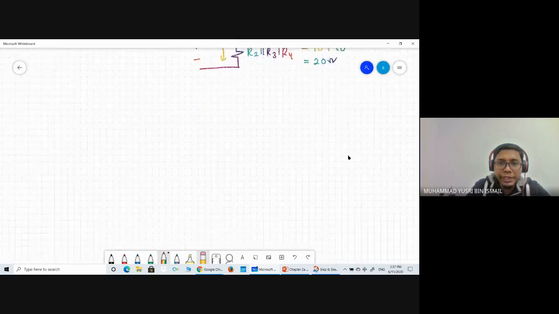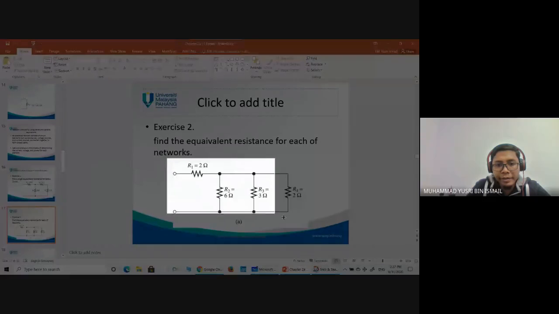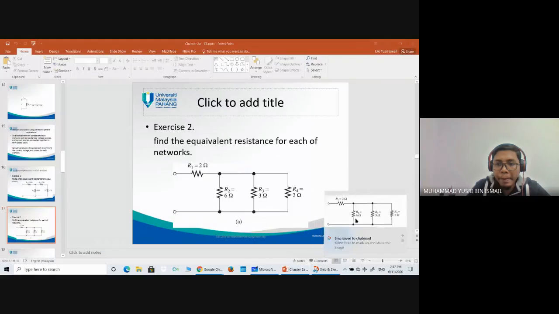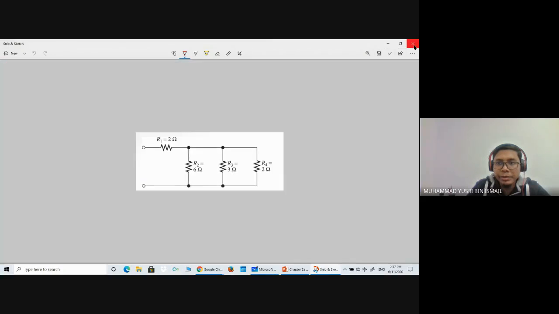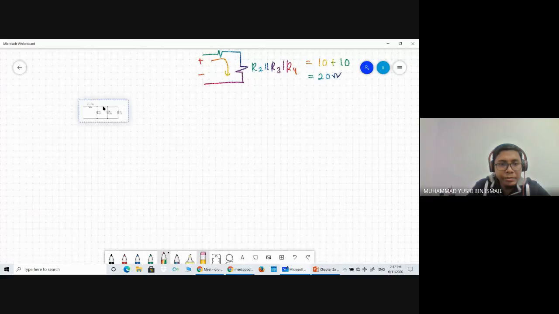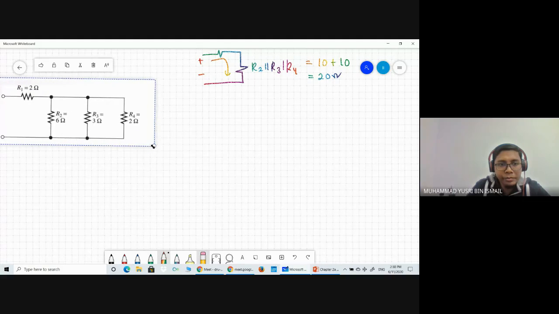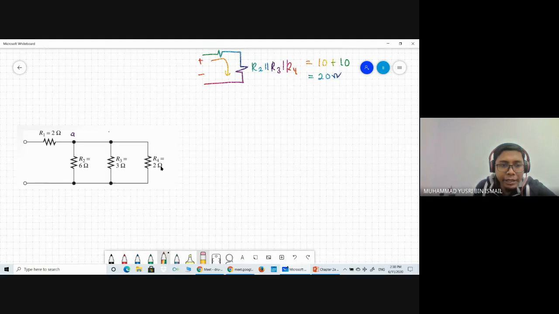Now we proceed to the second example, which is this part. Now I would like all of you to try to do it on your own. This is node A, node B, node C, and node D. Try to do it on your own, and I will try my best to supervise. I give you 3 minutes.